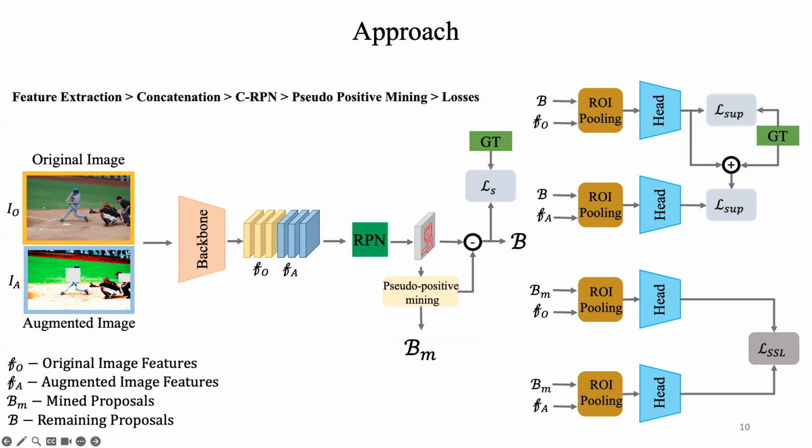These regions would have been treated as negatives while training the detection head. In our method, we prevent this from happening. It should be noted that all the networks with the same color share weights.